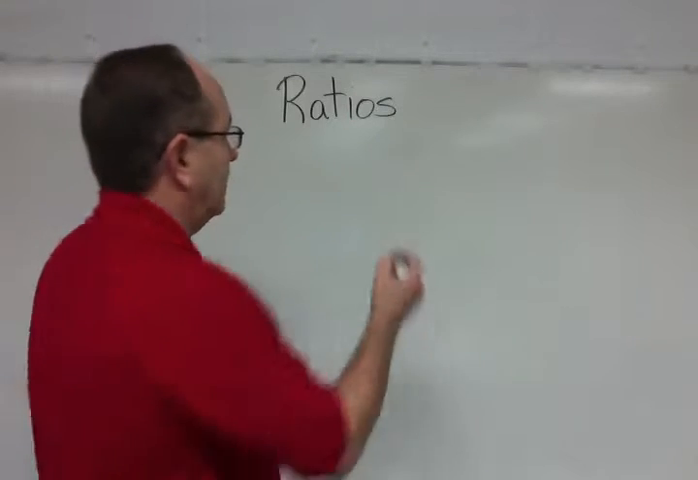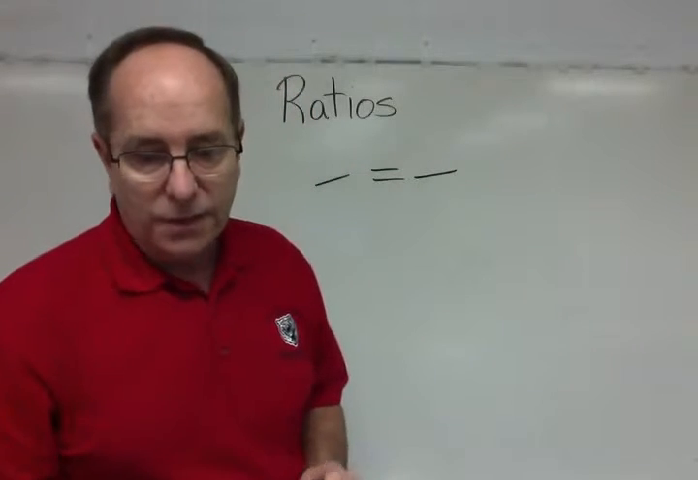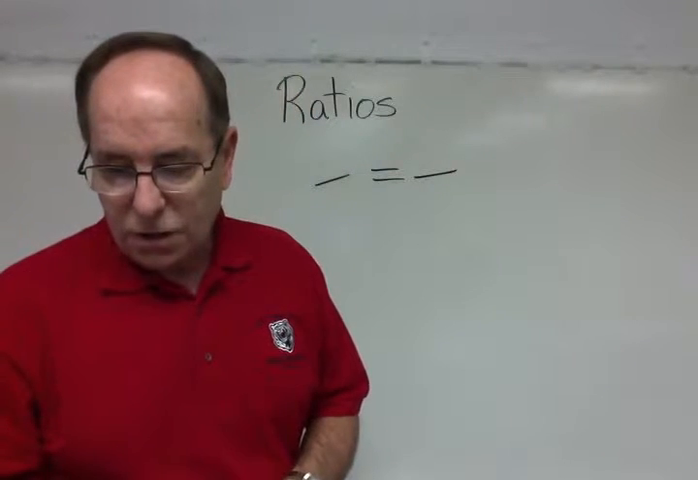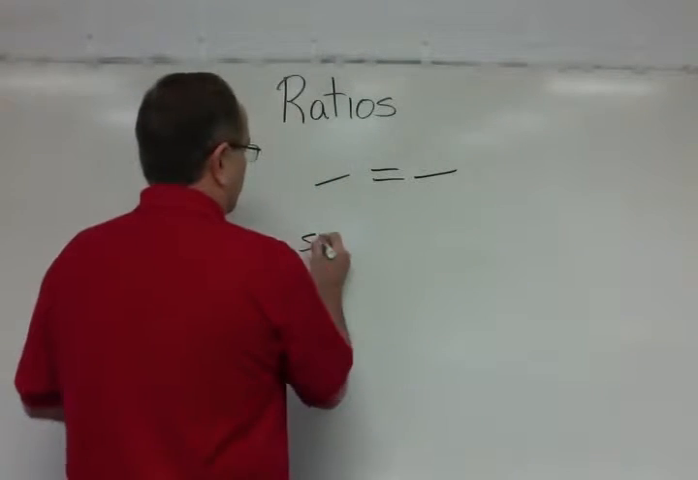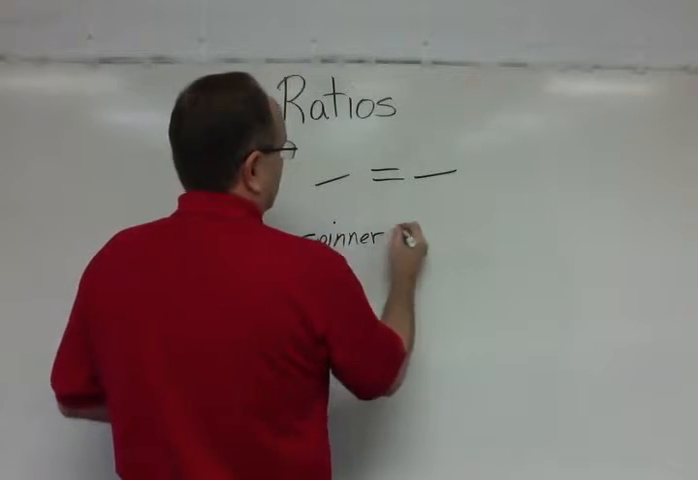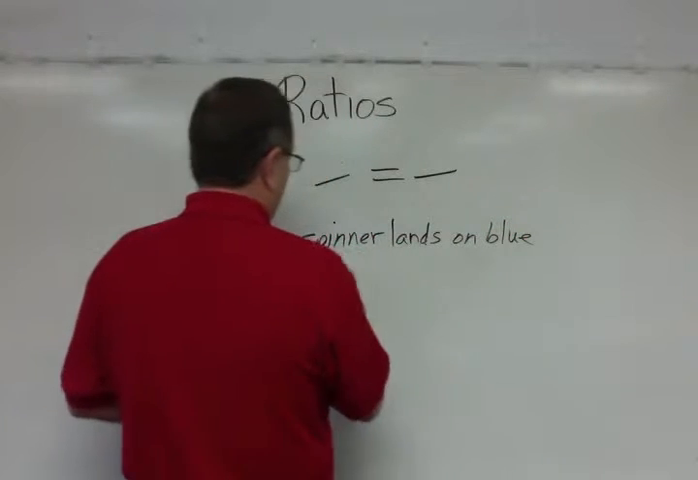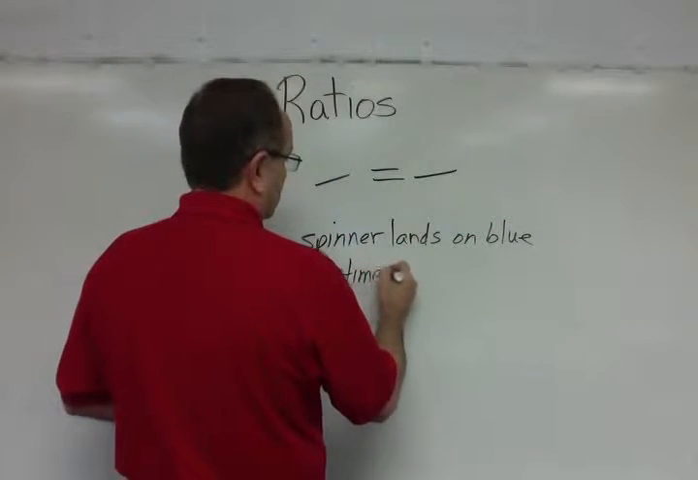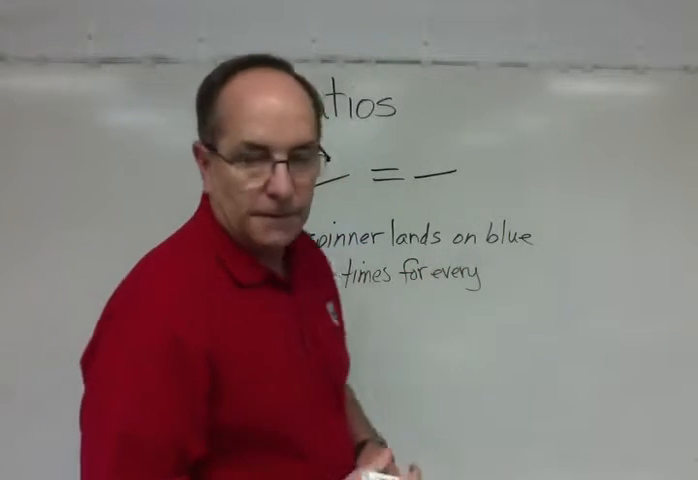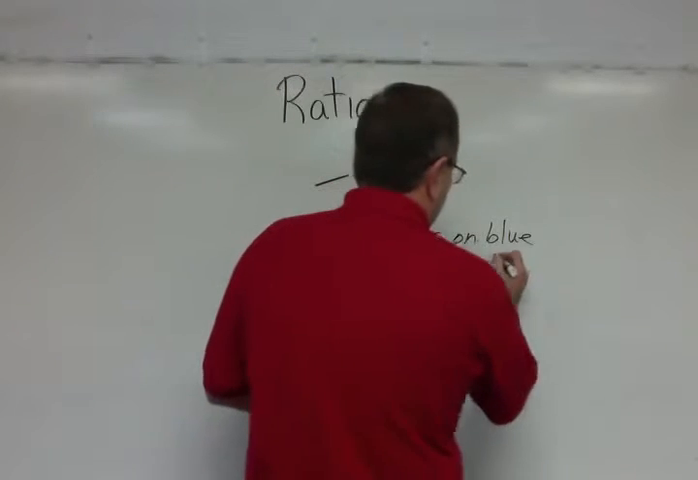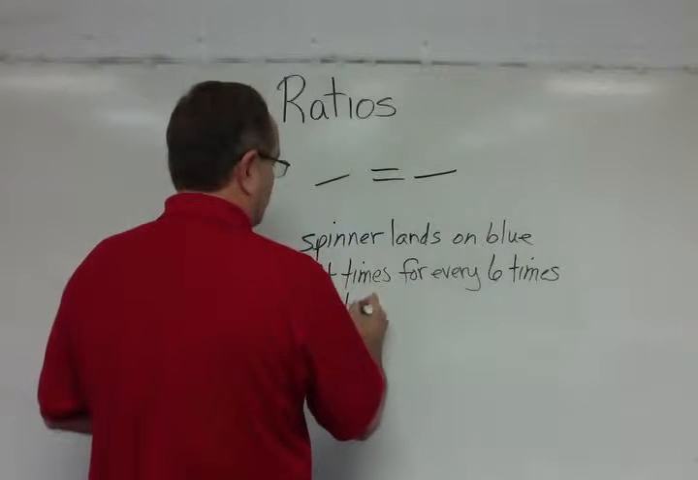So it says, and I'm going to put my rate format right here because that's my tool to get to the answer, a spinner lands on blue 4 times for every 6 times it lands on green.